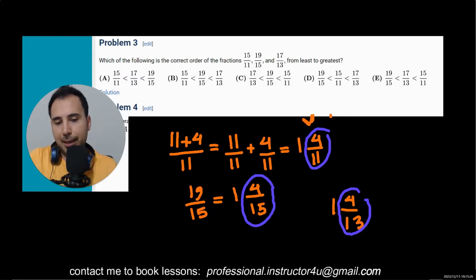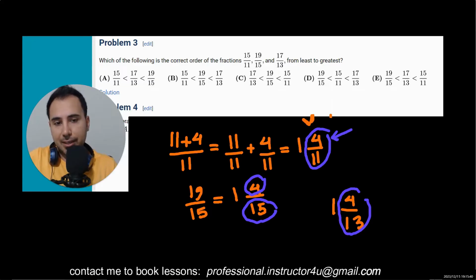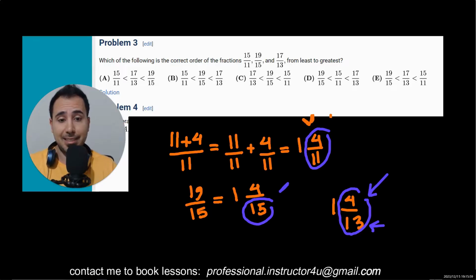Why? You could imagine it like this, this might help. Imagine you have 4 pizzas and you want to divide them among 15 people. Here you have 4 pizzas and you want to divide them among 11 people, so everybody will have more. This one, the last one, you have 4 pizzas and want to divide them among 13 people. When you divide among more people, it would be less. So this will be the least amount.